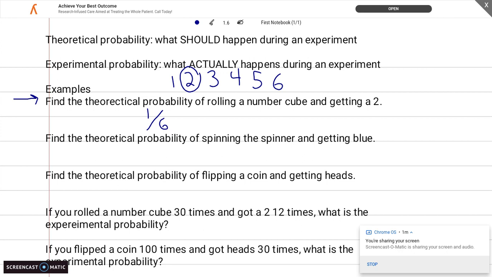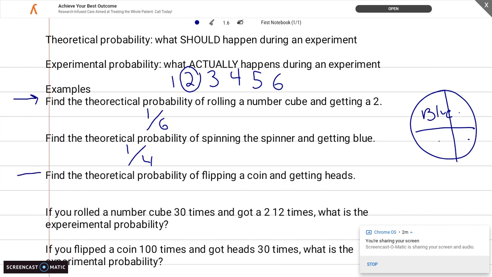Let's find the theoretical probability of spinning a spinner and getting the blue. I'm going to draw my spinner real quick. This one will be blue, and these are other colors. They are not important, but they are not blue. There are 4 total options that we could pick from because the spinner is divided into 4 pieces, and there's only one outcome I want, which is blue. So my theoretical probability for this example is just 1 over 4. And the last one here. Find the theoretical probability of flipping a coin and getting a heads. Well, there's only one heads on every coin that I know of, and there are 2 options. So your fraction is just 1 over 2.